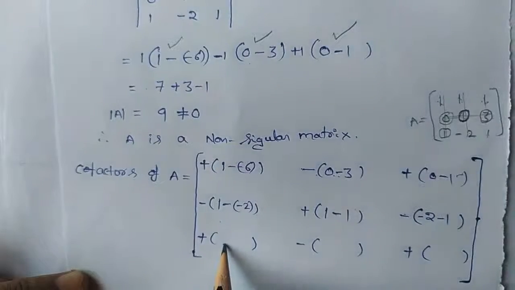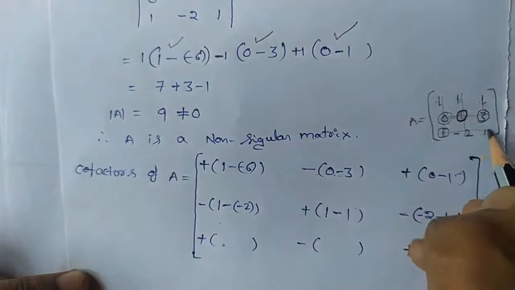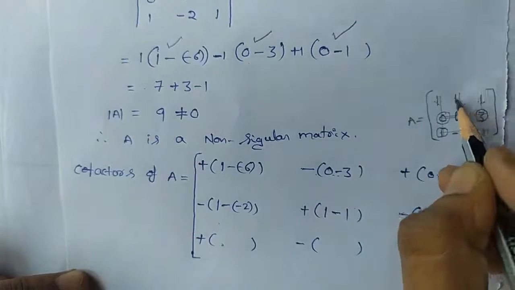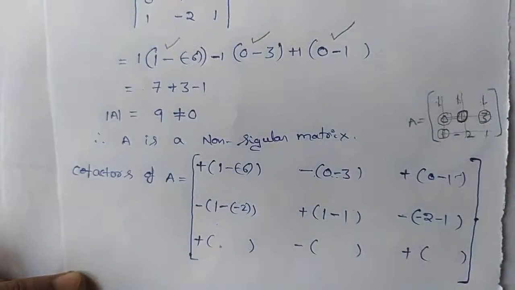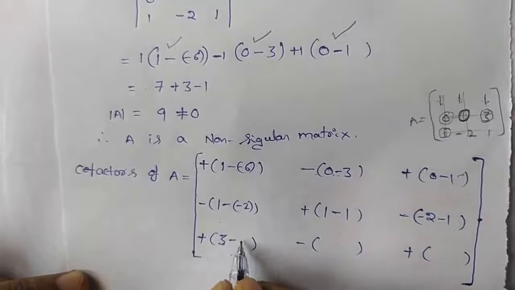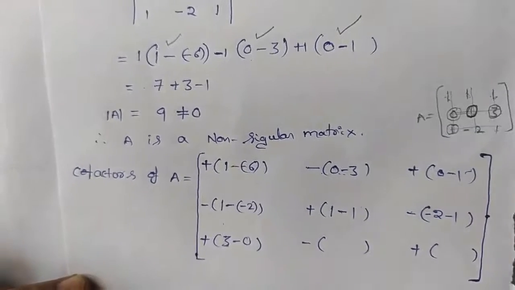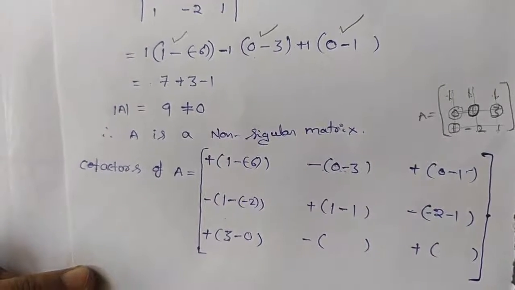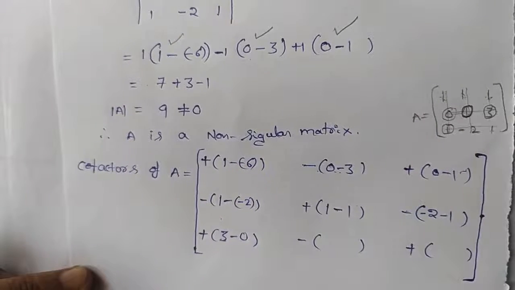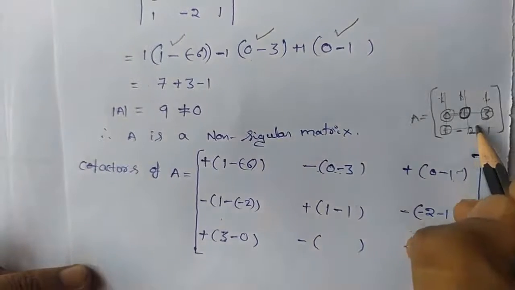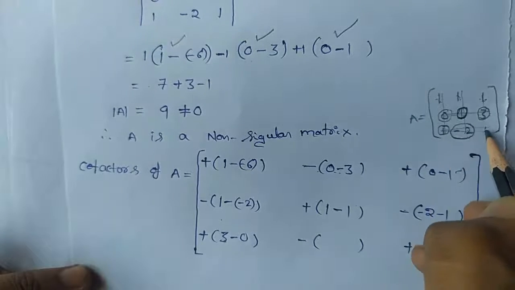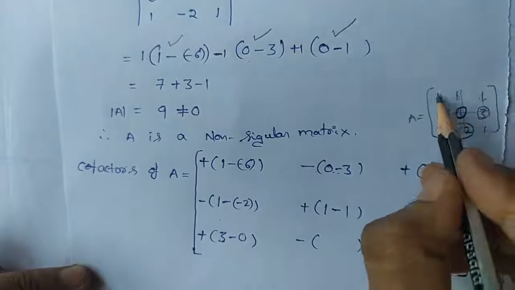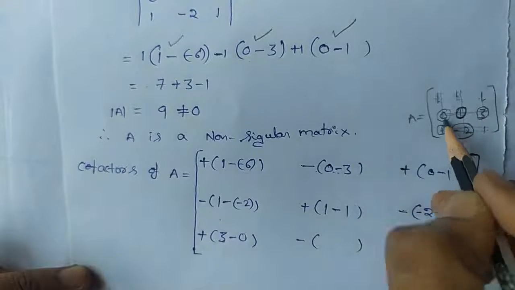This part, this position. Delete that corresponding row and corresponding column. 1 into 3 is 3, minus 1 into 0 is 0. 3 minus 0. Don't be confused. I think you already practiced well in the C cube. Next, we need to find the cofactors of minus 2. Delete that corresponding row and corresponding column. 1 into 3 is 3, minus 1 into 0 is 0.